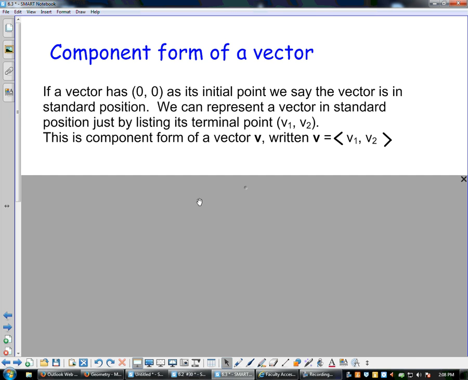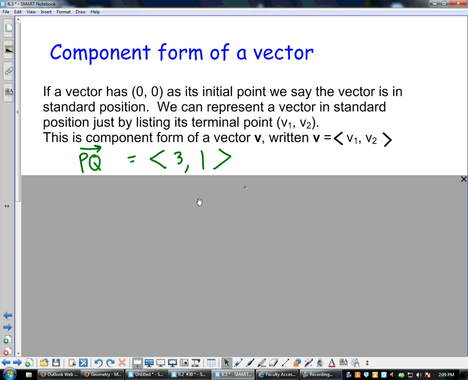Okay, we can represent a vector in standard position just by listing its terminal point. So for vector PQ, from our last example, we said P is 0, 0 and Q is 3, 1, but we could have just written it in its component form by just writing its terminal point, which was 3, 1. And we used these fancy, I'll call them vector braces, if you will. And it would just be written like that. So vector PQ from our last example could have just been written like this: 3, 1 in vector braces.